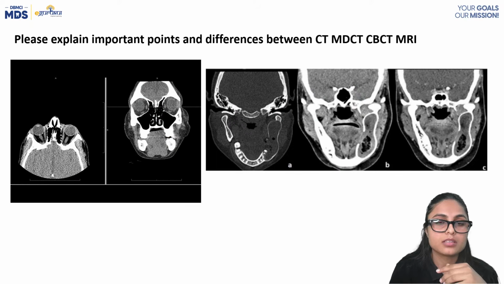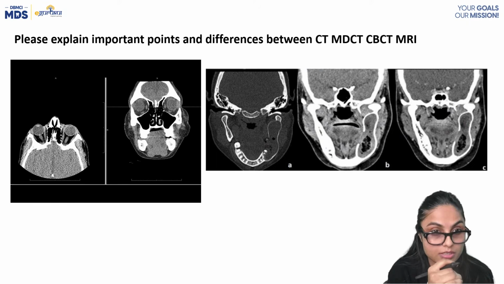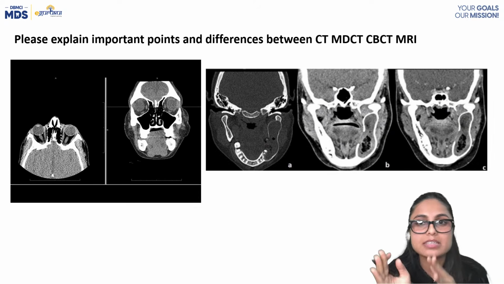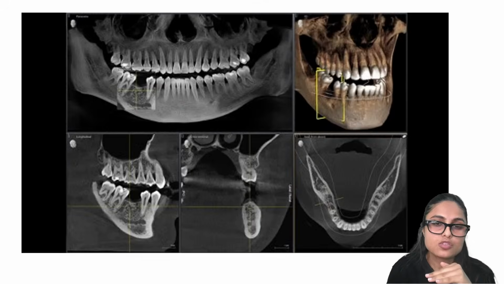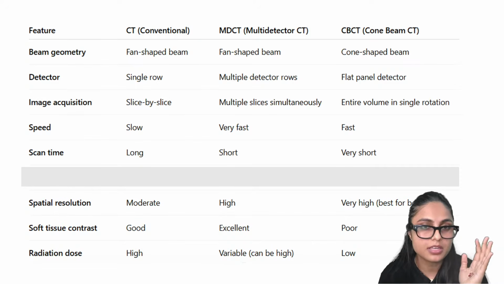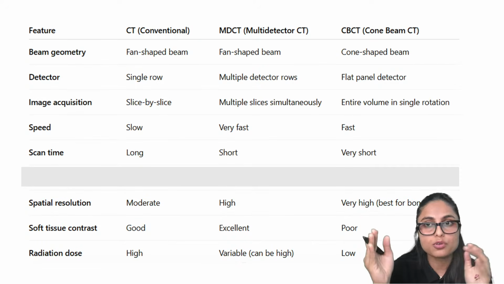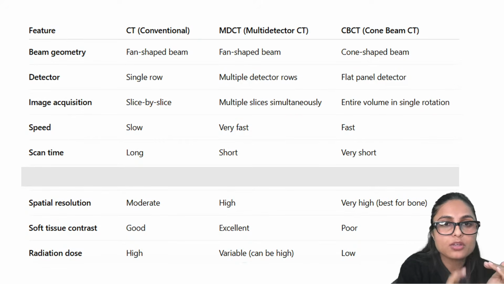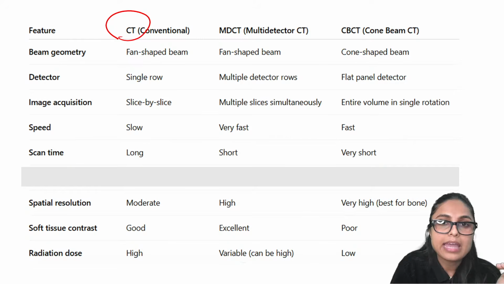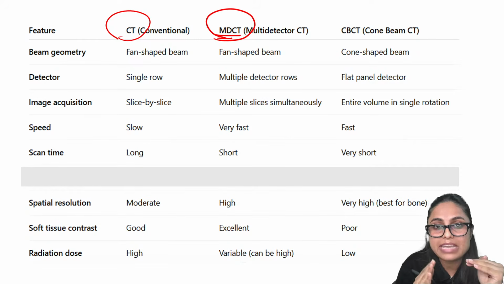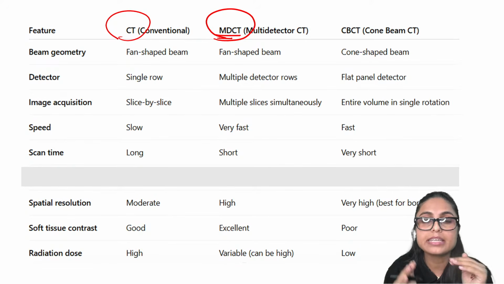All right. The next important question that I have taken is, please explain important points and differences between CT, MDCT, CBCT, and MRI. So let us first see the differentiating points between CT, MDCT, CBCT, and I'll give you points for MRI also. CT is computed tomography. MDCT is an advanced version of computed tomography. MD is multi-detector CT.